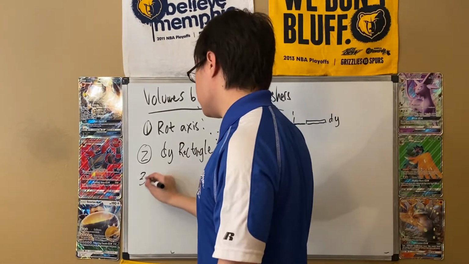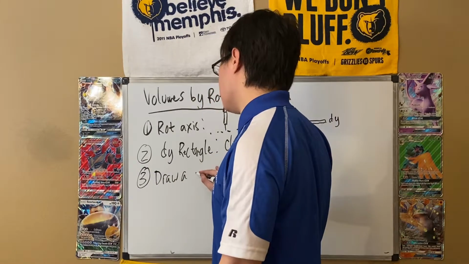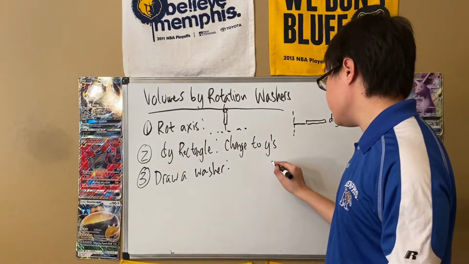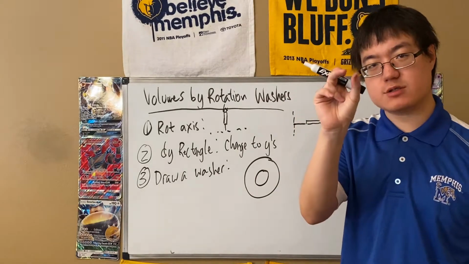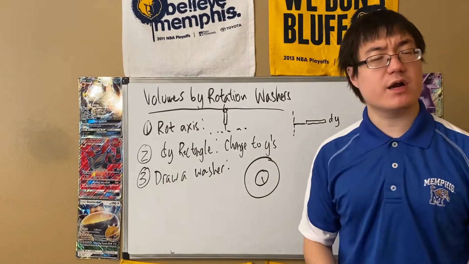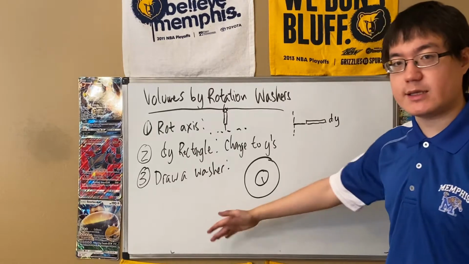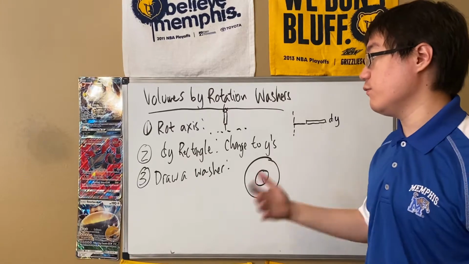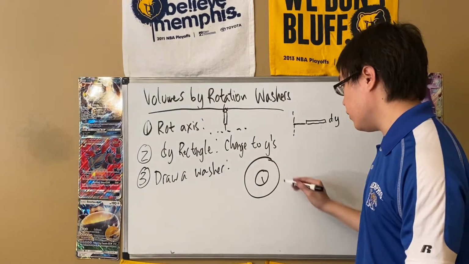So step 3 is going to be draw a washer instead of a disk. What's going to happen is that you're going to have some sort of washer like this. A washer means like those little washer things. The point of this washer is that we want to find its area, because we're going to be integrating the area of the washer in step 4, just like we integrated the area of the disk in step 4 when we were doing disks. So in this case, we need to find the area of the washer.